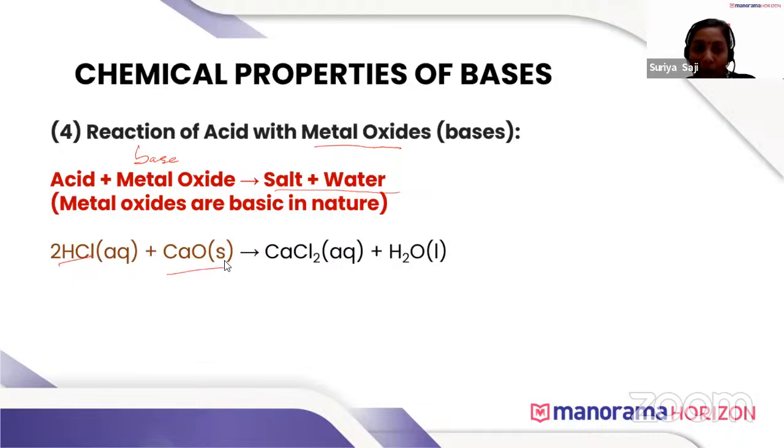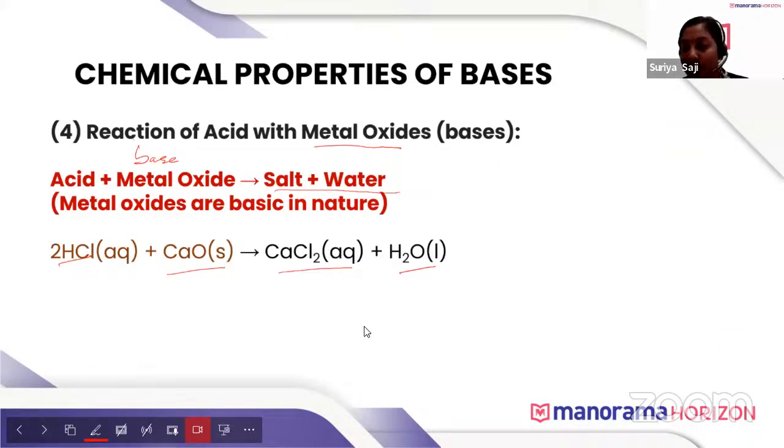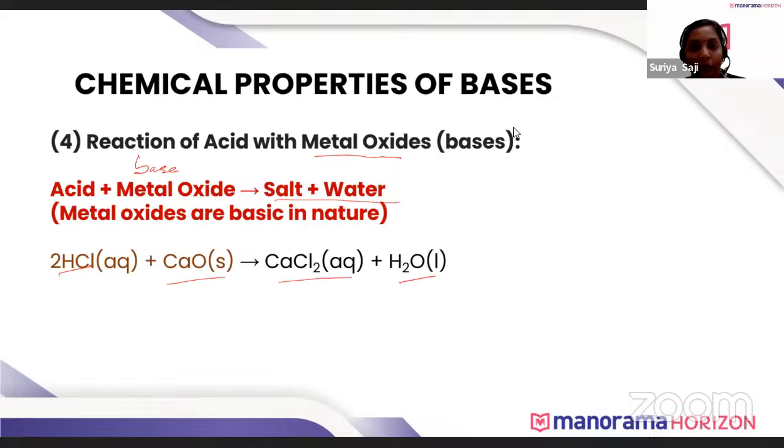HCl is an acid. Calcium oxide is a metal oxide. You can see calcium is a metal and oxygen is the component contributing to the formation of the oxide. So calcium oxide, a metal oxide, reacts to form calcium chloride, a salt, and water. So these are the properties of bases. Do you have any doubt in these properties of bases? If no doubts, then we will go further.